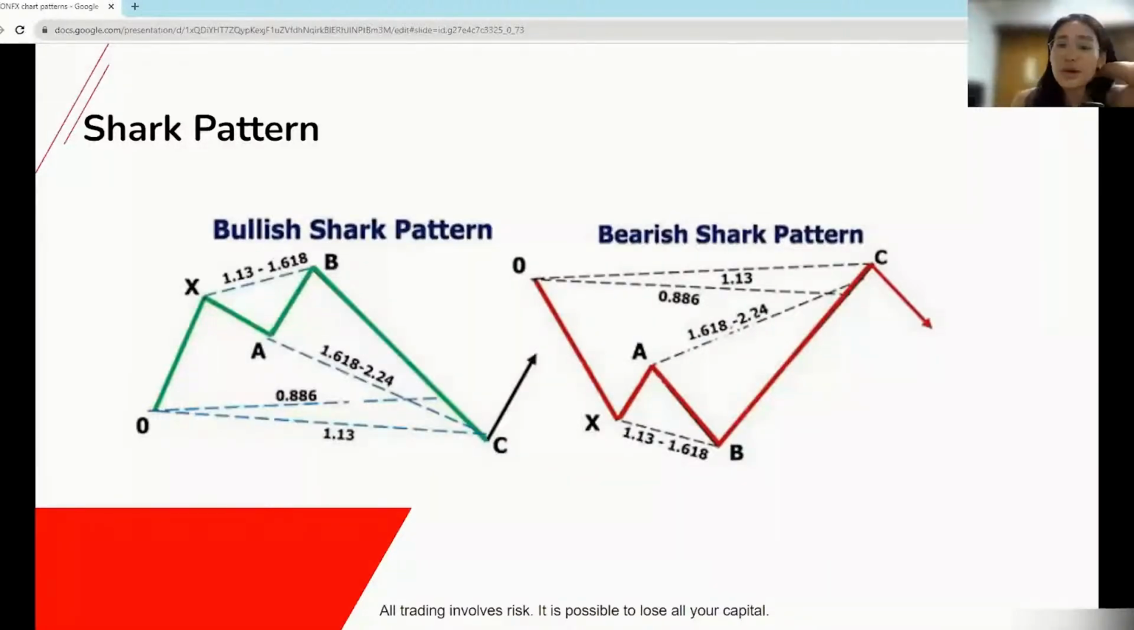Okay, bullish shark pattern. After the impulse wave XA, the corrective leg should end between 38.2 and 61.8% retracement of the impulse leg XA here. Okay. So you can see the arrows. Once price breaks out of this level here, then we're expecting it to reverse. Similarly over here, we're expecting it to reverse.